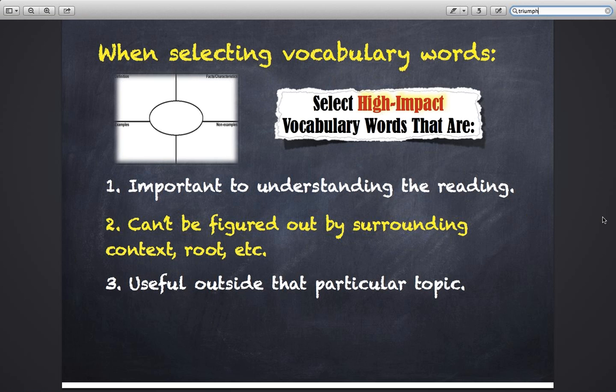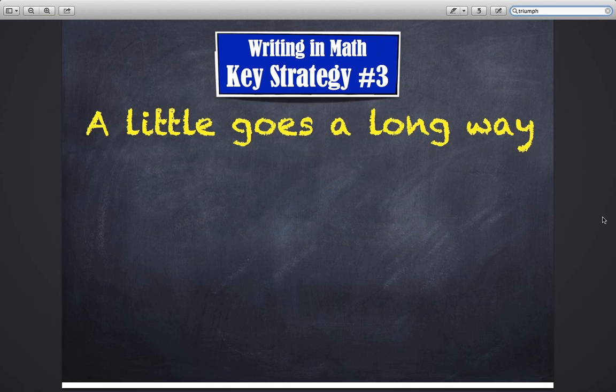Also, number 2, they can't be words that can be easily figured out by surrounding context or root, right? We want to pick words that are uniquely important that the students probably couldn't figure out. They're going to need to get a little deeper with the Frayer model to really understand this word. And then third, they need to be words that are useful outside of that particular topic, right? We want to select vocabulary words that the students are going to walk outside and see in their everyday lives. We want to select vocabulary words that the students are going to be constantly relating to, not just in your class in that moment, but throughout their academic careers or throughout their lives. So again, 3 really great guidelines when selecting vocabulary words.